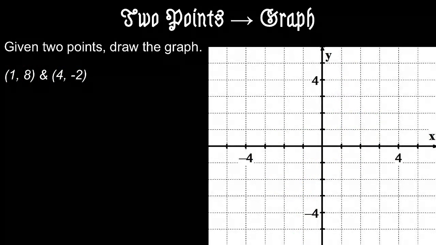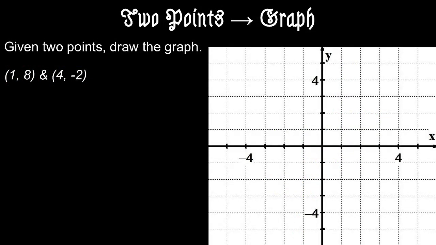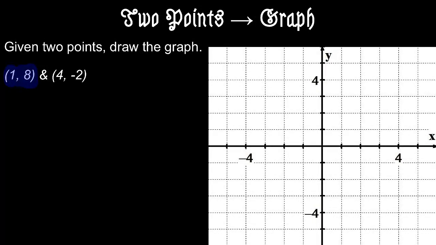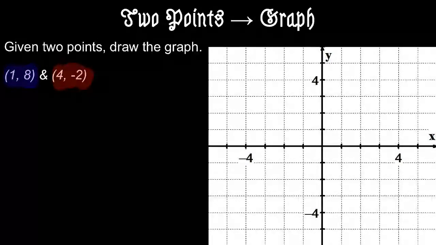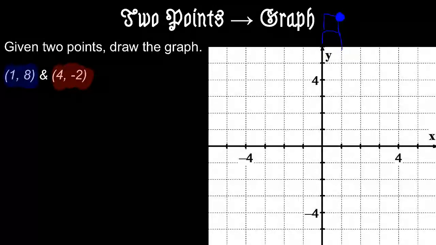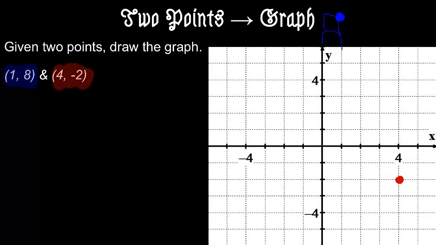Good. This part I hope you find to be pretty straightforward. We have the point 1, 8 and the point 4, negative 2. 1, 8. Whoops. That's going to go, let's see. There's one more. 1, 8 will be right there. Whoops, that's no good. And 4, negative 2 will be right there.